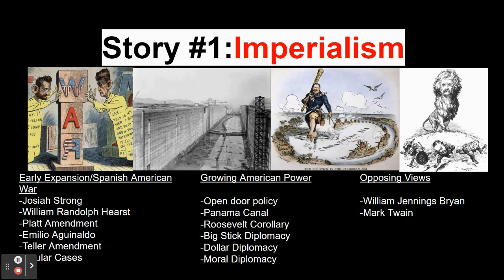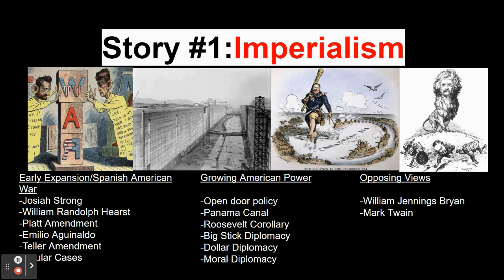And you'll notice that in period 7, America is getting way more involved in world affairs. And so imperialism is really the beginning of that. And the United States seeks to build an empire overseas, similar to what a lot of other European countries are doing at this time period.